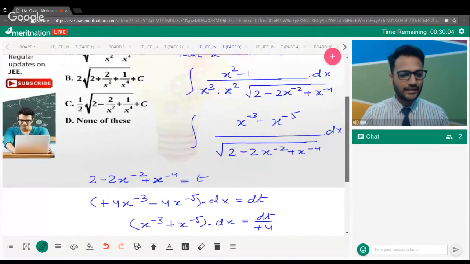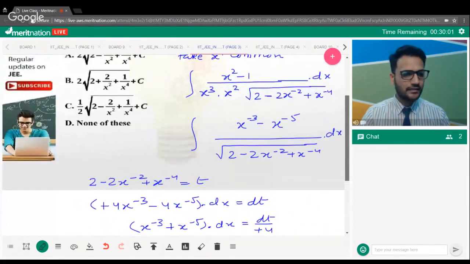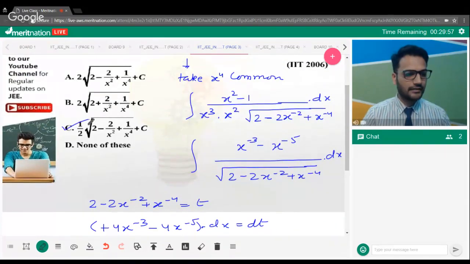Hence the answer to the question is 1 by 2, t is this. It is C. Right?